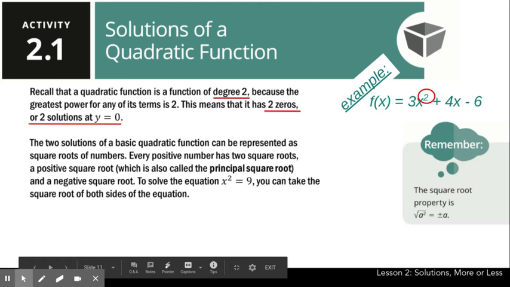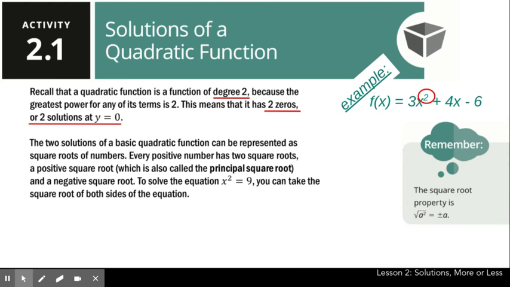x squared equals 9 is the example we'll look at. In order to solve that, if we were going to solve it algebraically, we would take the square root of both sides, right? Because if we do the opposite of x squared, that's square root. And my answer is going to be whatever the square root of 9 is.